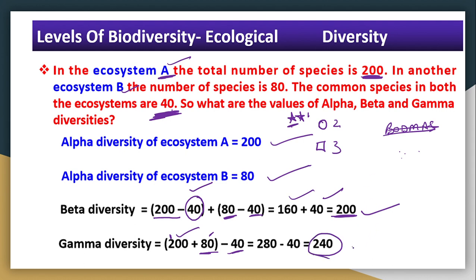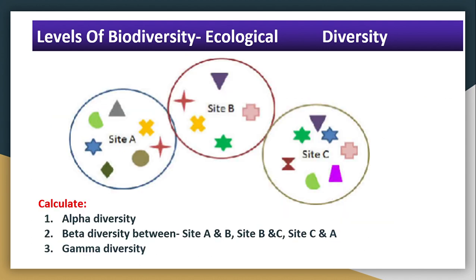So what is your gamma diversity? It is going to be 240. I hope this must be clear to you people. Let's jump on the third example. So here we have a different number of species present. You have to find alpha, beta and gamma.